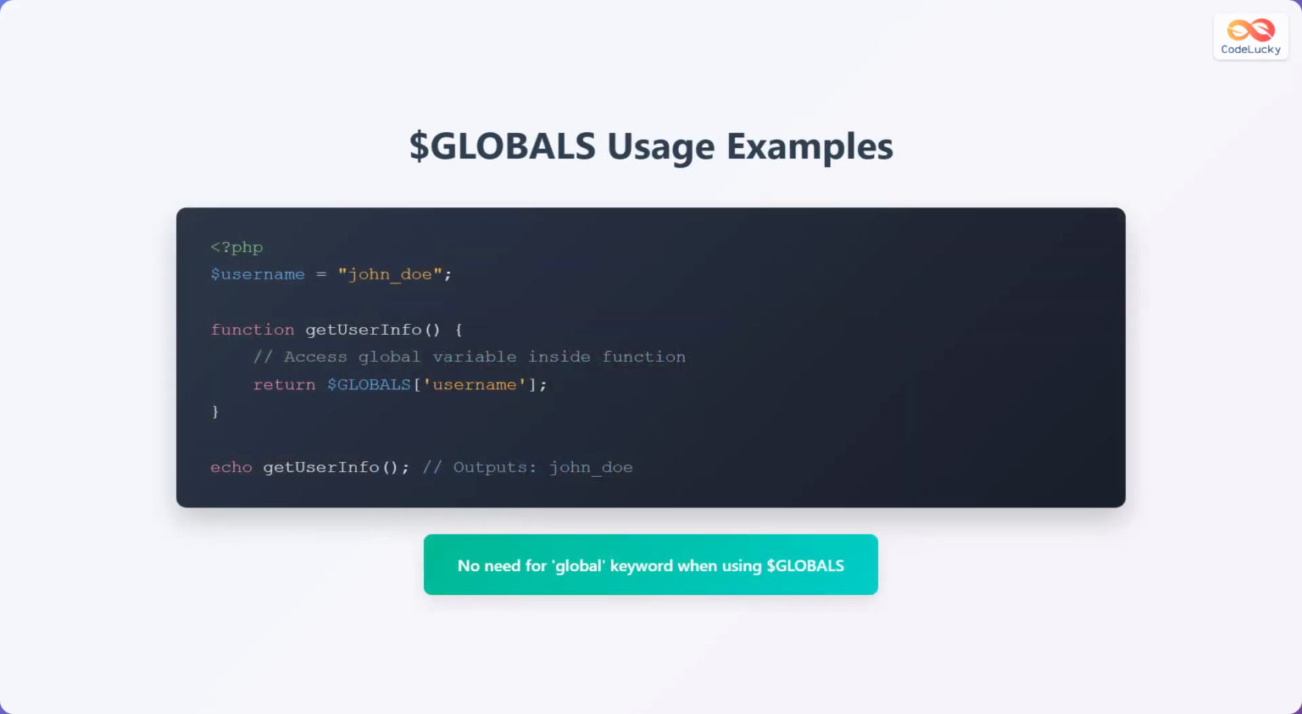Let's explore how to use the $GLOBALS superglobal with a practical example. Here is a code block. First, a global variable $username is declared and assigned the value John_Doe. Then, a function named getUserInfo is defined. Inside this function, the $GLOBALS array is used to access the global $username variable. The function returns the value of the $username variable. Finally, the getUserInfo function is called, and its output, which is John_Doe, is displayed. Note that there's no need for the global keyword when using $GLOBALS to access global variables from within a function.